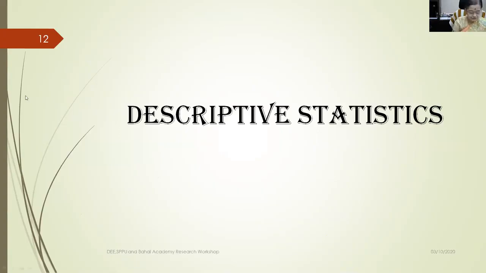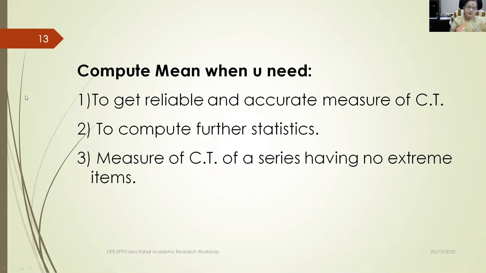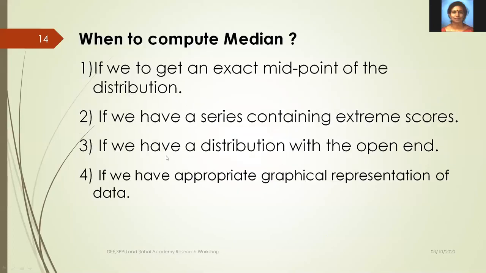So what does descriptive statistics include? Compute mean. Friends, we all know that there are 3 measures of central tendency. And when we are dealing with our data, we are describing our data, we need to describe our data in terms of a measure of central tendency. Out of the 3, that is mean, median, and mode, mean is used when we are required to get a reliable and accurate measure of central tendency, to compute further statistics, and for a series having no extreme items. So this is also very important.